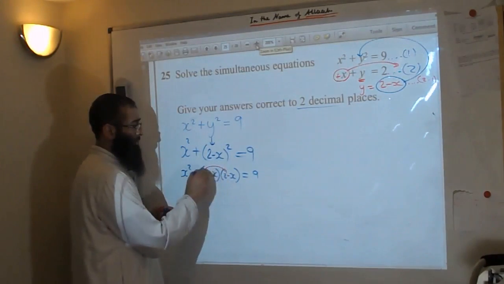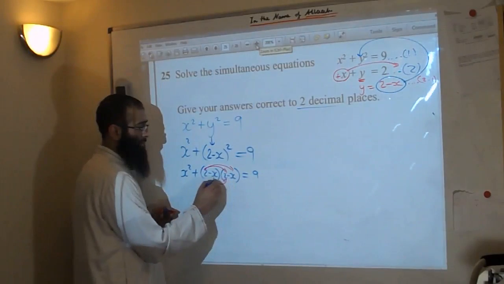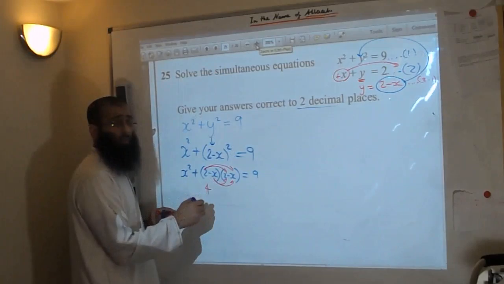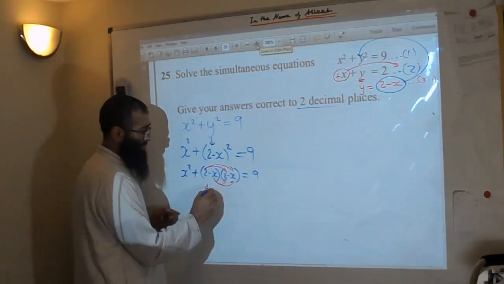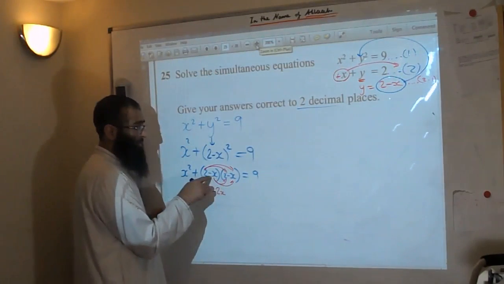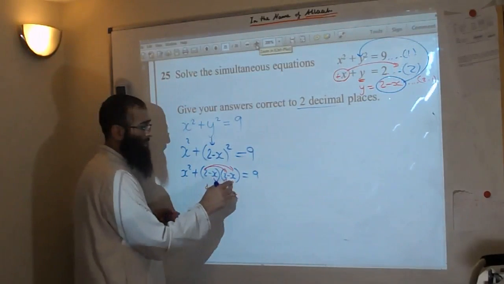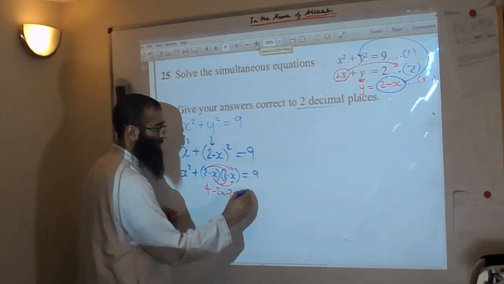So let's multiply the brackets. 2 times 2 will give us 4. 2 times minus x will give us minus 2x. Minus x times 2 will give you minus 2x. Minus x times minus x will give you plus x squared.